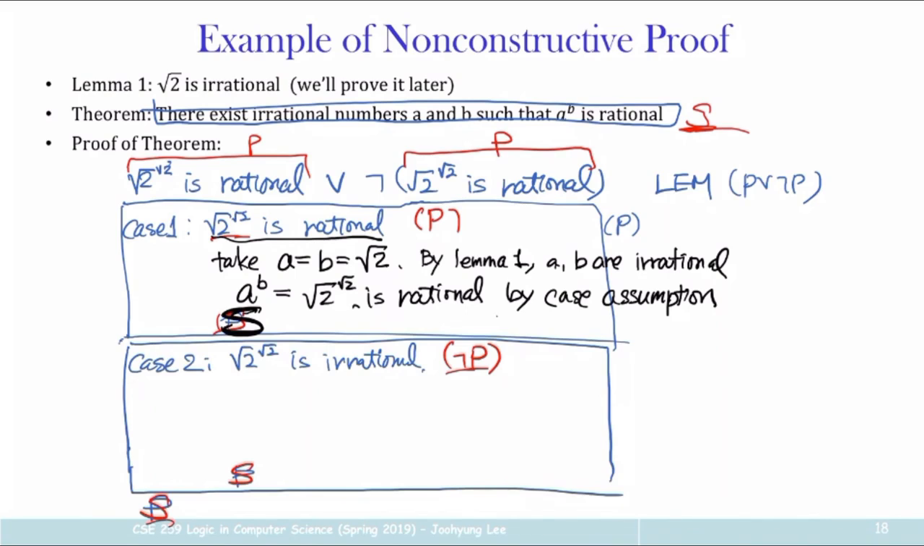S was, I'm not going to write the whole sentence S here, but there exist a and b such that a and b are irrational, but a to the power b is rational. The interesting thing is, how do we know that a to the power b is rational? We didn't actually prove anything, but by the case assumption, this is rational.